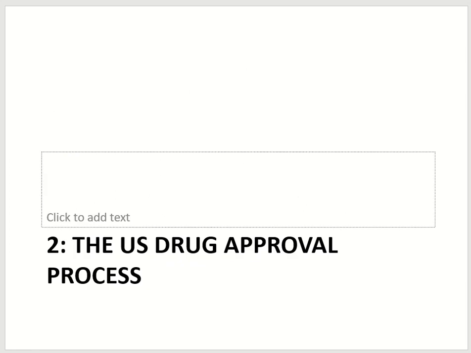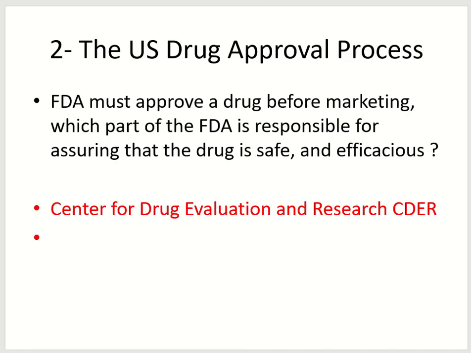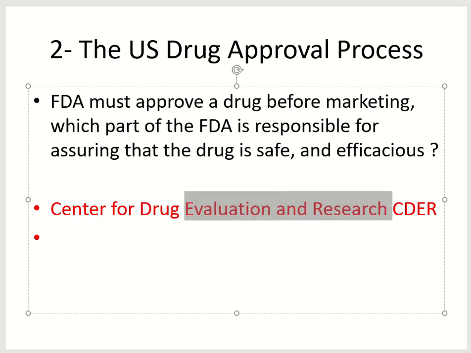In part 2, we're going to talk about the US drug approval process. So FDA is responsible for reviewing drugs, and more specifically, there is the Center for Drug Evaluation and Research inside FDA, which is responsible for making sure that the drug is safe and efficacious. There is a difference between what a drug is efficacious and effective. These two terms are different. And we will come back to the difference between these two terms in a minute. So the difference between efficacy and effectiveness.